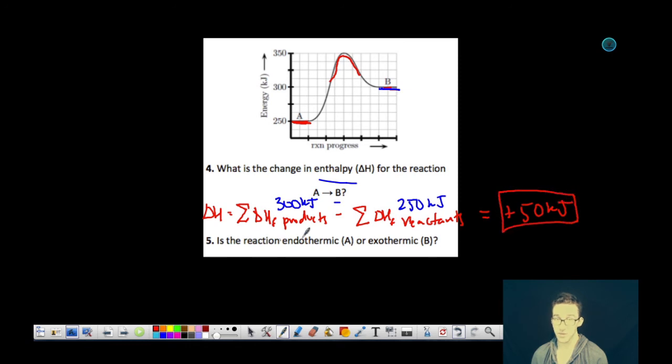which implies, based on the sign, that this is an endothermic reaction, or that I've had to add essentially this 50 kilojoules worth of heat. Again, we'll talk about activation energy, this little bump, later. But essentially 50 kilojoules of heat was absorbed from the surroundings and taken into the system.